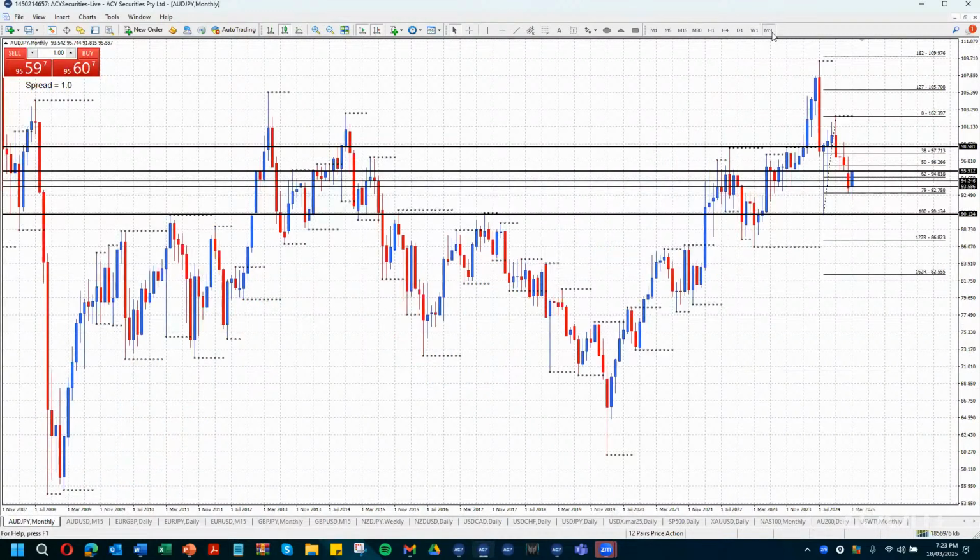I want to go to, let's have a look at my monthly chart. We have a massive rejection candle here, and I'm thinking that this is a pullback here, and we're putting in some form of significant bottom here to move up.